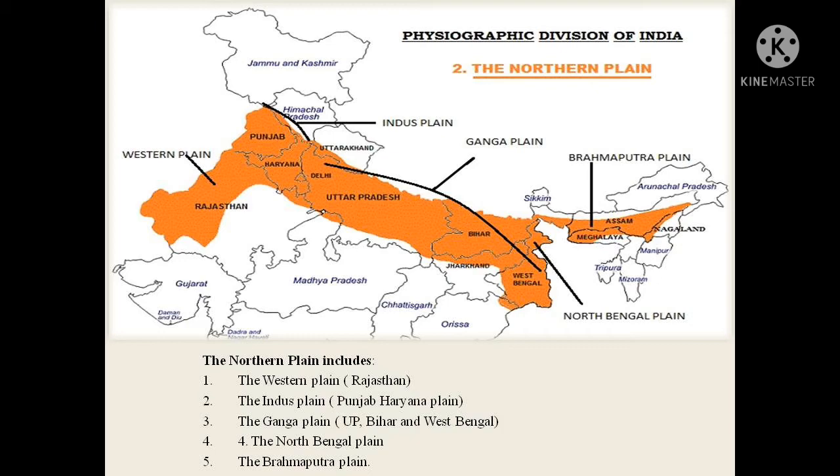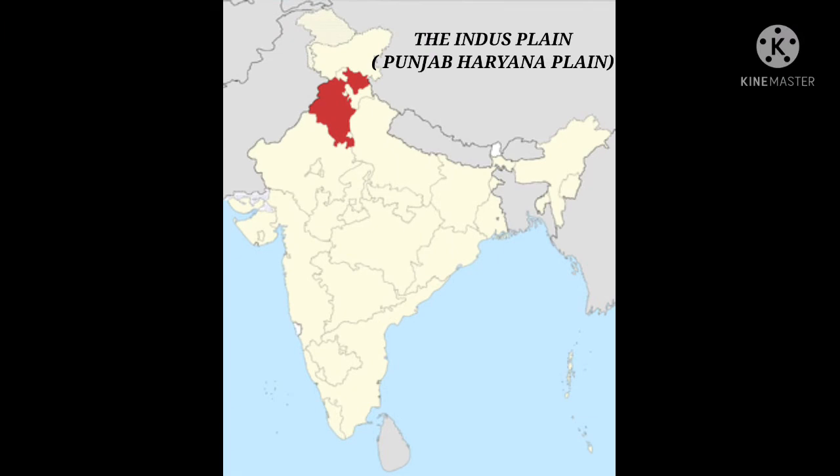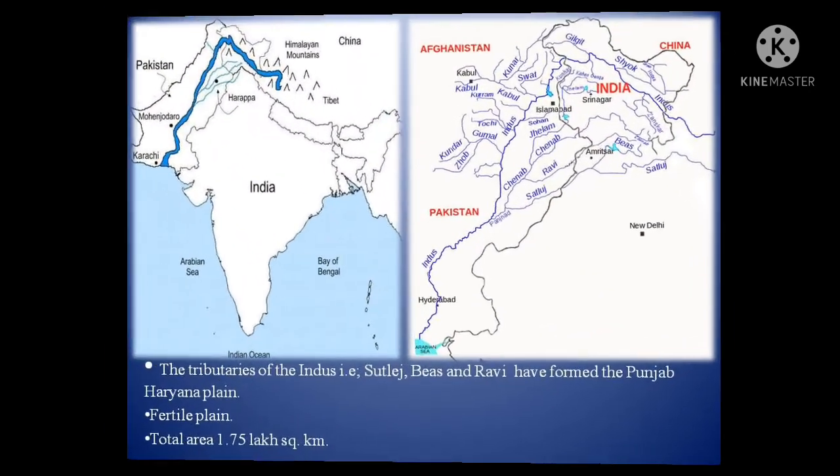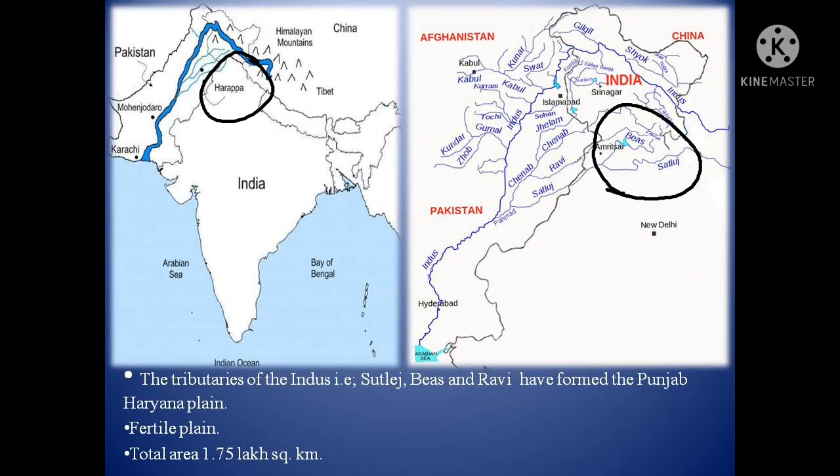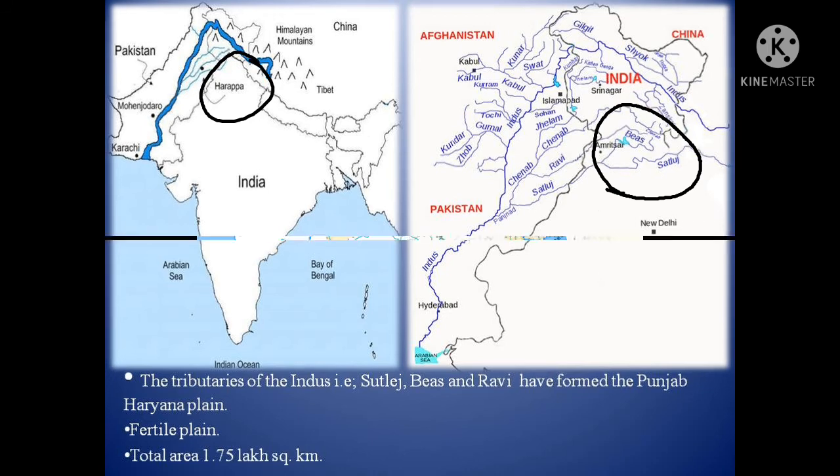Now let's come to the first plain, which is known as the Indus plain. This is the location of the Indus plain, which is also known as the Punjab Haryana plain, and it is formed by the tributaries of the Indus, mainly the Sutlej river, Beas river and the Ravi river. It is a fertile plain and it covers an area of 1.75 lakh square kilometer, and we all know that the Punjab and Haryana states of India are agriculture based states, and these two states are famous for wheat cultivation or wheat production.